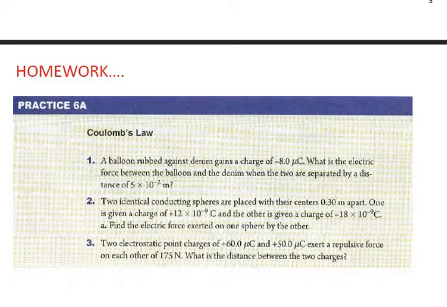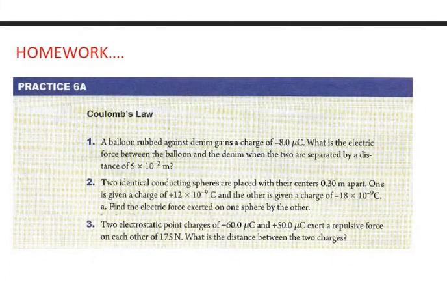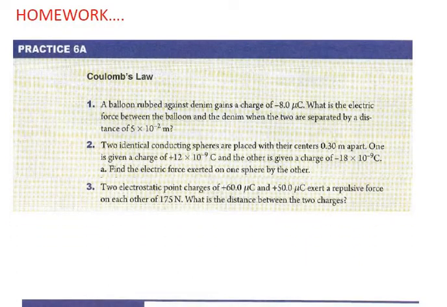Now here we have practice 6a and section review 6.2 versus the homework. The first question says a balloon rubbed against denim gains a charge of minus 8 microcoulomb. What is the electrical force between balloon and denim when the two are separated by a distance of 5 times 10 to the power minus 2 meters? Now here the charge is given as minus 8 microcoulomb, but we have this sign micro. What should we do? We have to convert this micro into coulomb.